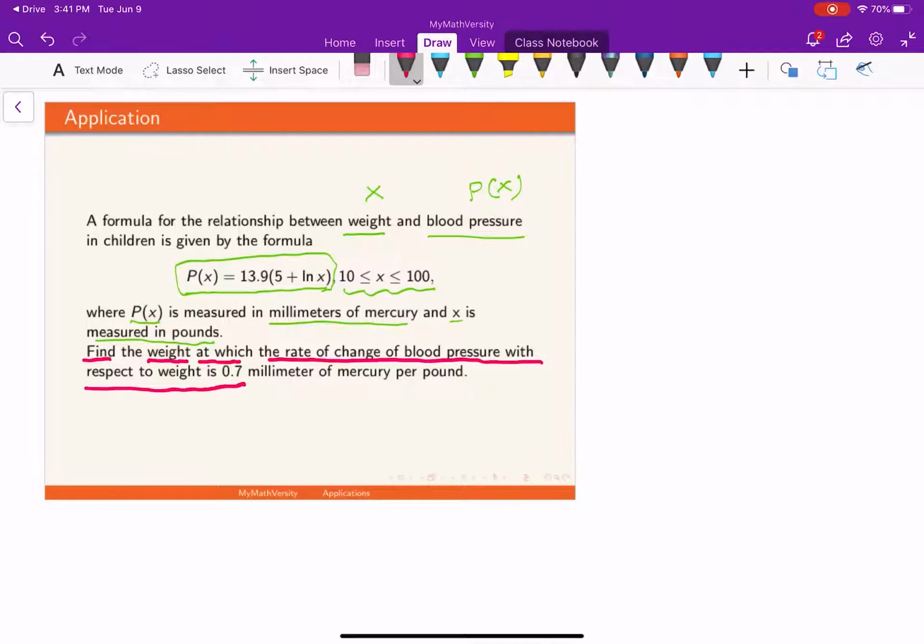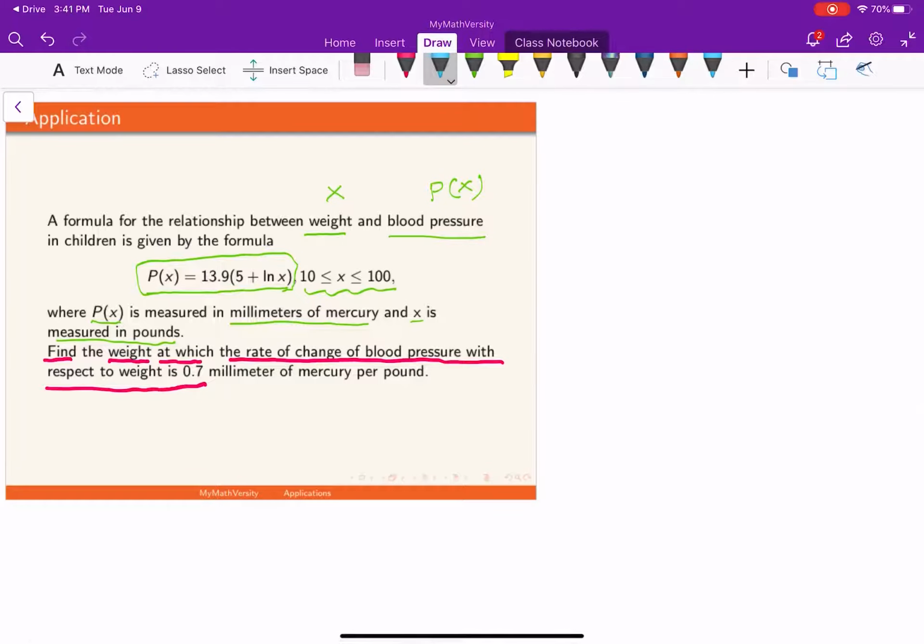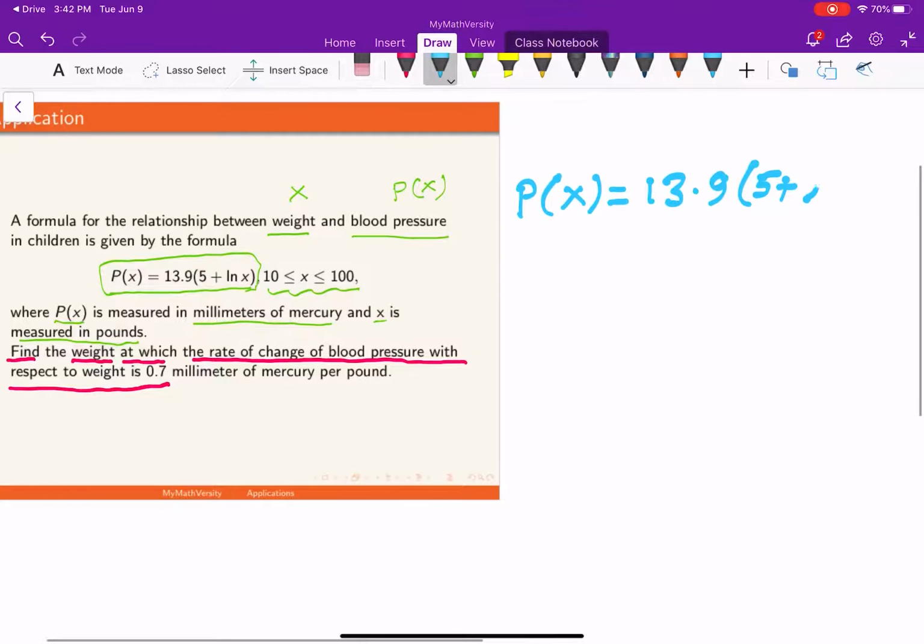Let's try to formulate this problem and write down the given information. We have P of x, the blood pressure, and its relationship with the weight, which is 13.9 times (5 plus ln of x). This is the formula we are given. And what do we need to figure out? We need to figure out the weight. So our goal is to figure out what x is.